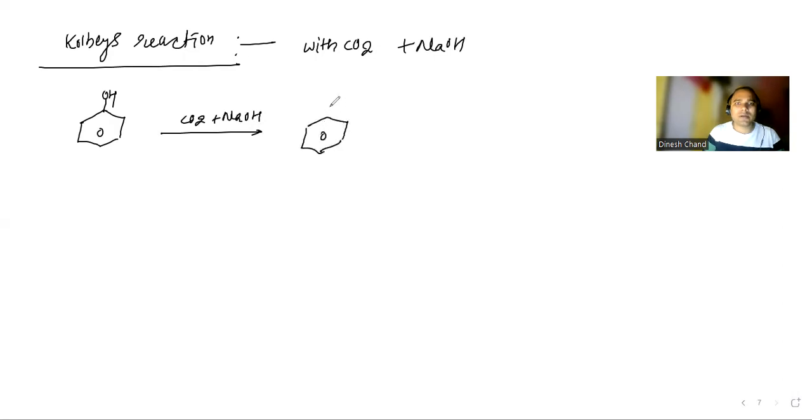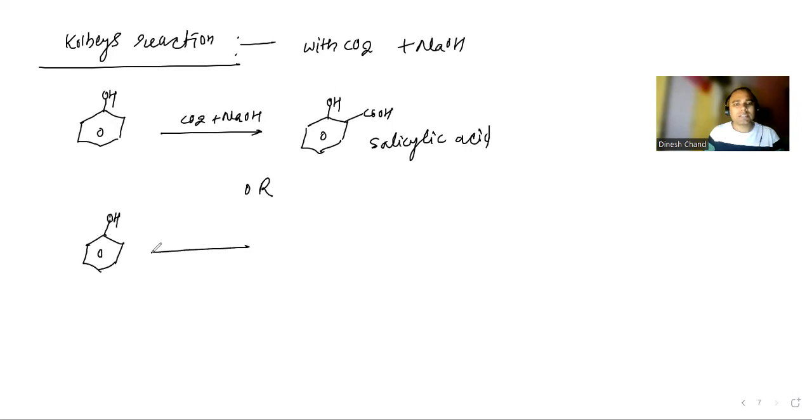This will give, student, what? Salicylic acid. OH and COOH. Dear student, this reaction can be done in 2 steps also. So how can you do it, student? Here is the OH group. Just treat with NaOH, student. Here, what you are going to receive, student? This is the ONa. Now you treat with CO2, student.